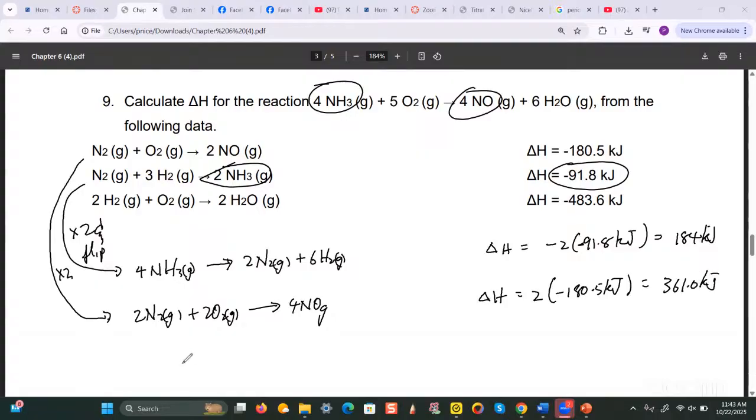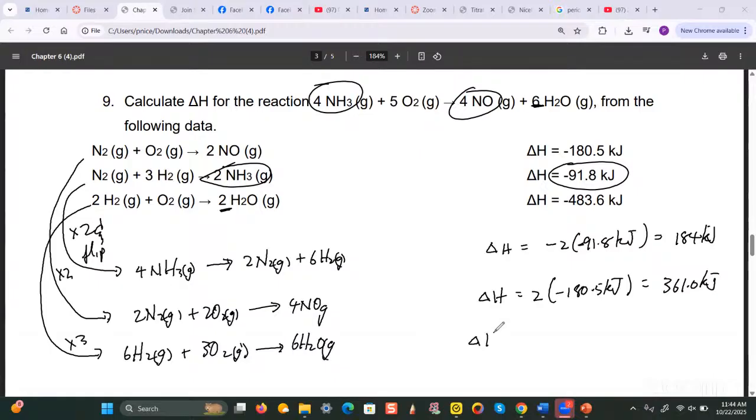What next? Do I need to give you another hint? What would be your next step? Multiply by 3. Very good, because you have 6 water molecules here, you have 2 here, so you're correct. Multiply this one by 3. So when you multiply that by 3, what do you get? 6H2 gas plus 3O2 gas, and then the arrow, and on the right side, you're going to have what? 6H2O gas.